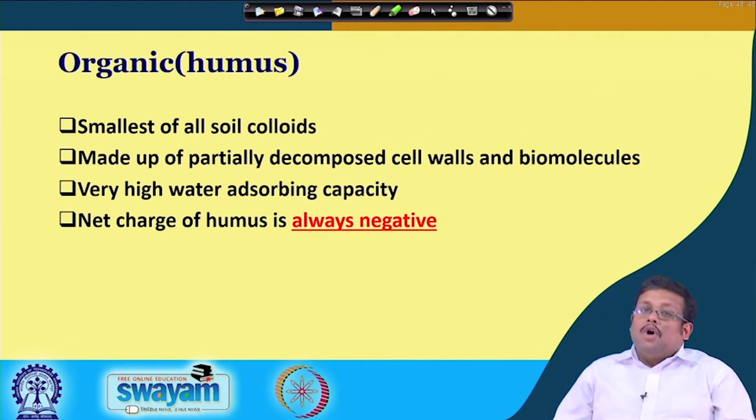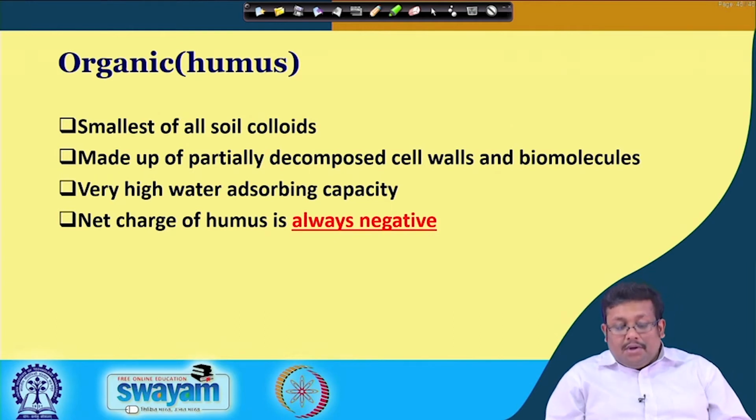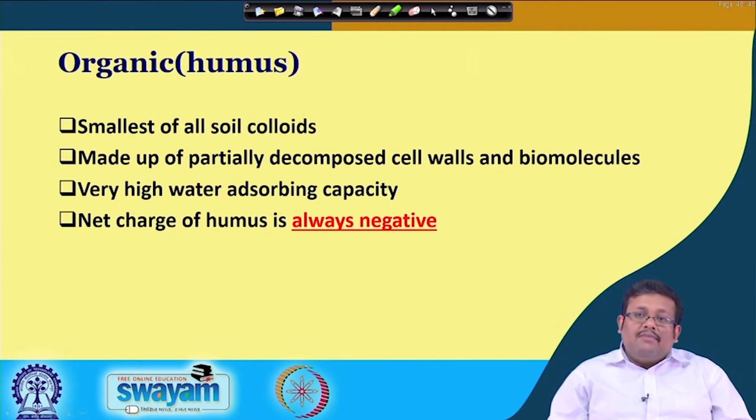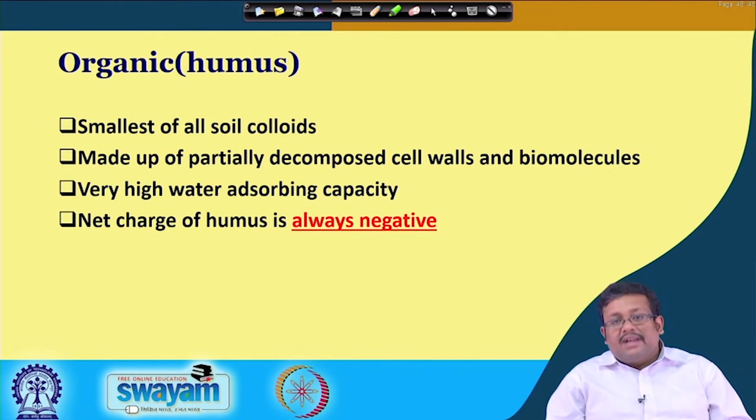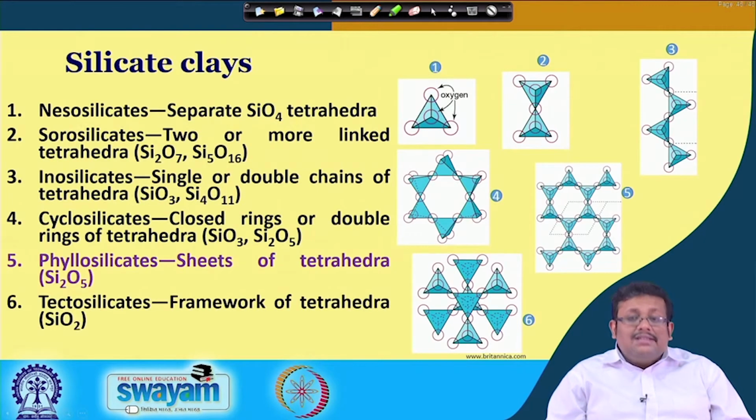Remember that it is always negative. So we have covered the basic overview of different soil colloid classes. So let us go ahead and see what are silicate clays.